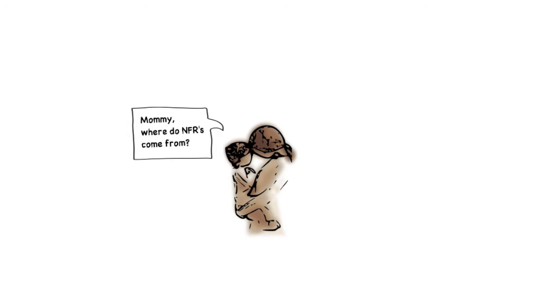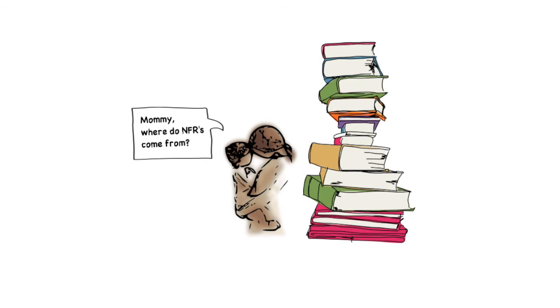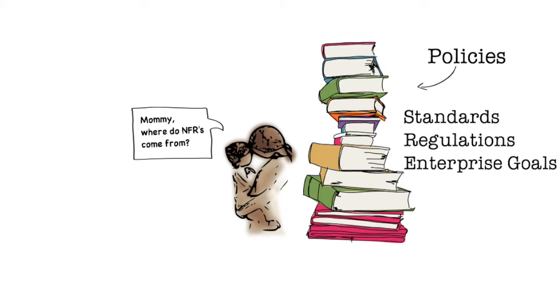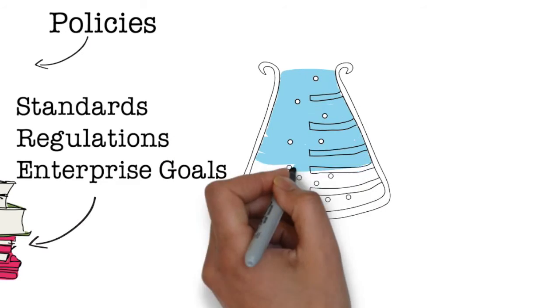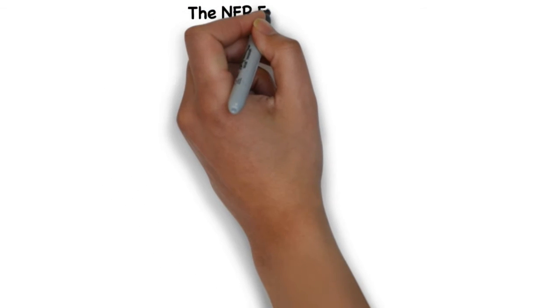Okay, so where did the NFRs come from? They're built out of the policies, standards, regulations, and the enterprise goals. So we didn't just come up with them. And what we've done is boiled down all of the relevant policies and standards and the enterprise goals into succinct statements. So let's talk about the NFR framework.